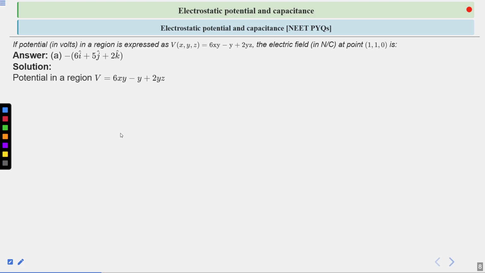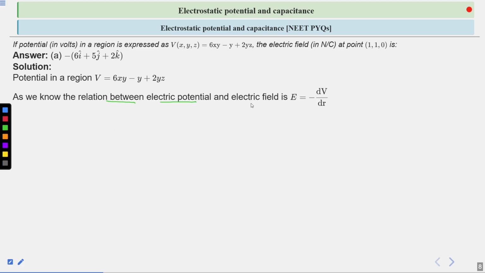So what is the solution? The potential in the region is V equal to 6xy minus y plus 2yz, as given in the question. As we know, the relation between electric potential and electric field is E equal to minus dV by dr, so we have to differentiate with respect to r. But in the equation there is no r. What is r representing here? r is the position vector of any point in space.